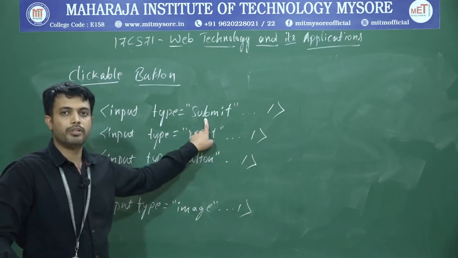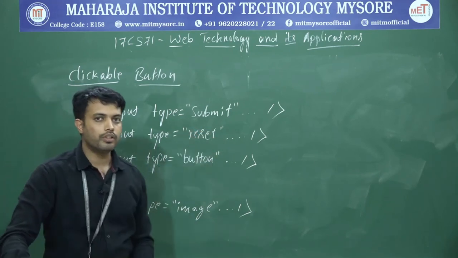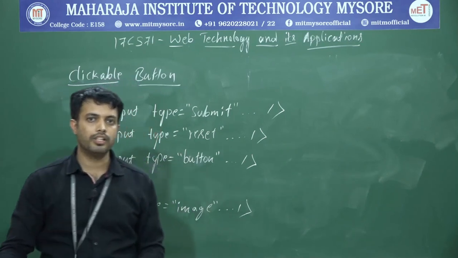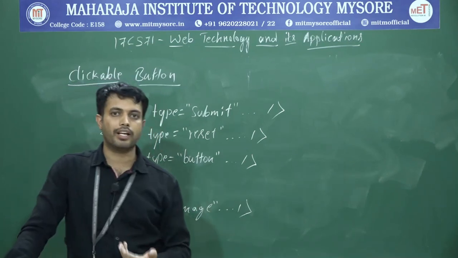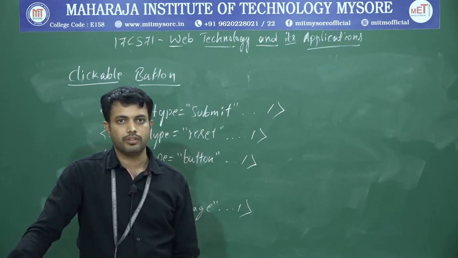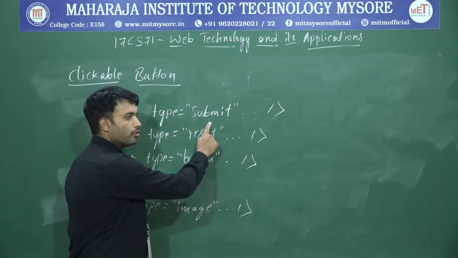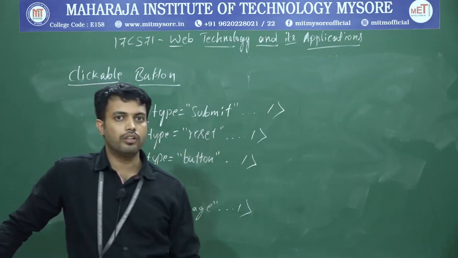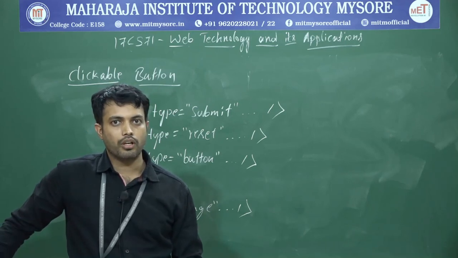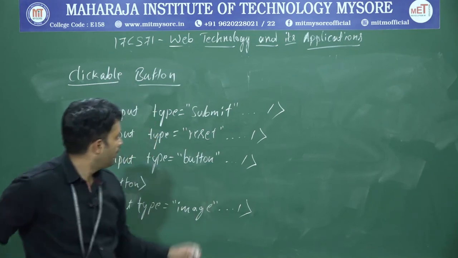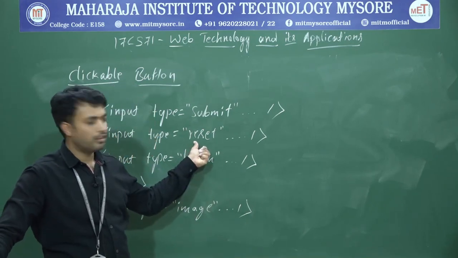One is the submit button, so that whatever input is entered by a user will be sent to the backend application, which will send it to a server. That is what submit does. What about reset? It automatically erases all the inputs which the user has already entered. It will erase all those fields.